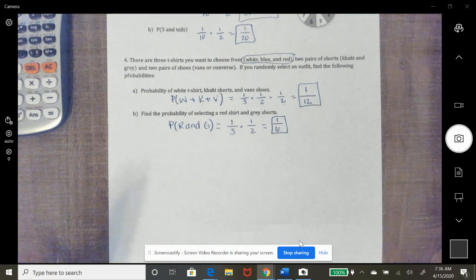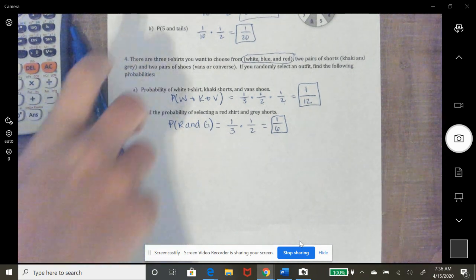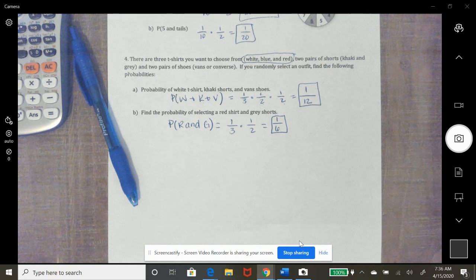Okay, so use the multiplication rule on your Google form, and they should look pretty similar to these. Let me know if you have any questions, and you can redo it if you need to.